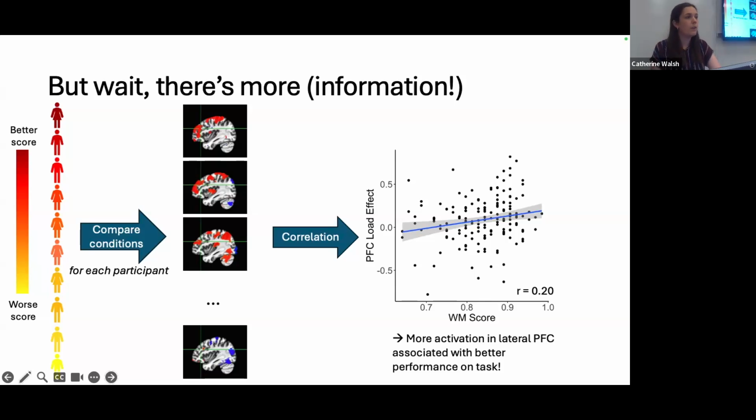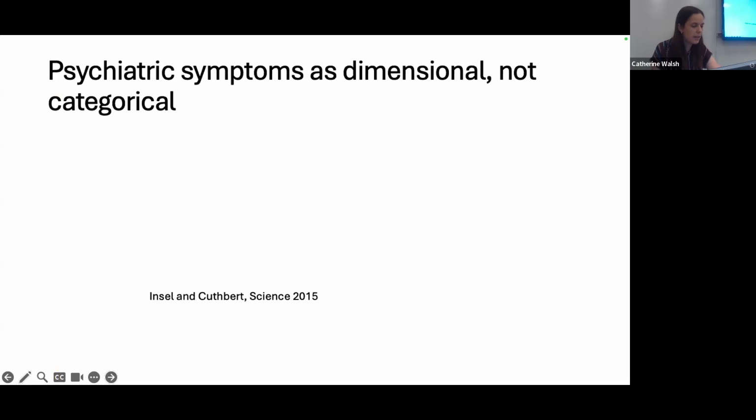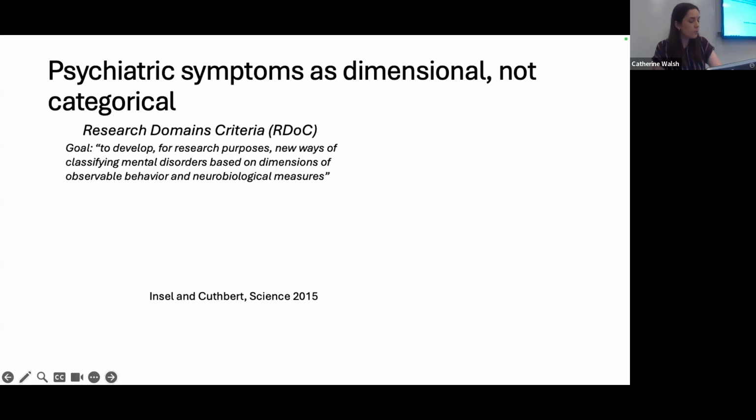Another reason we might care about these is looking at psychiatric symptoms in more of a dimensional rather than categorical way. So this underlying idea was when the NIH came up with the research domain criteria framework, also called RDoC. The goal of this framework was to develop, for research purposes, new ways of classifying mental disorders based on the dimensions of observable behavior and neurobiological measures.